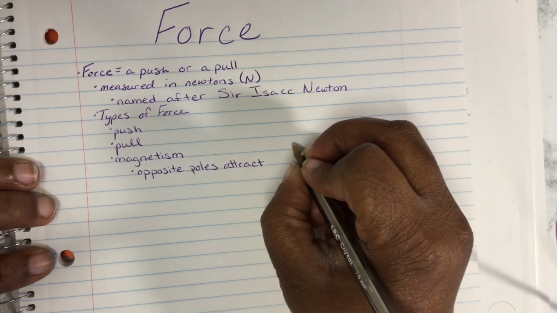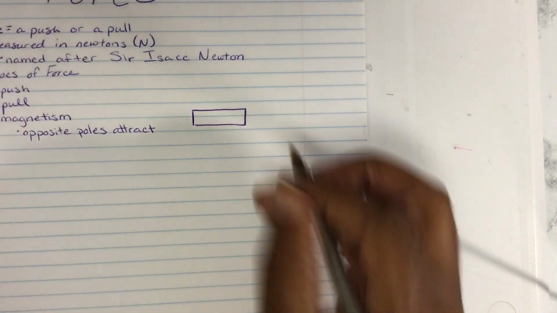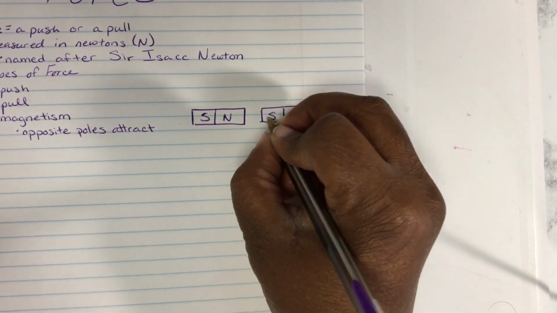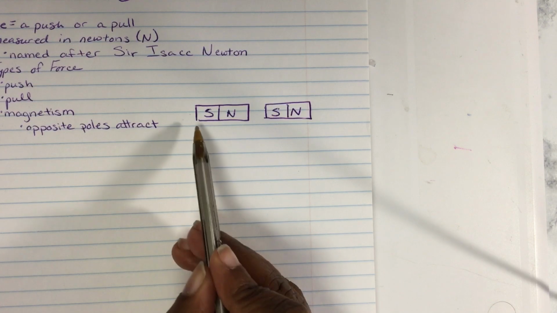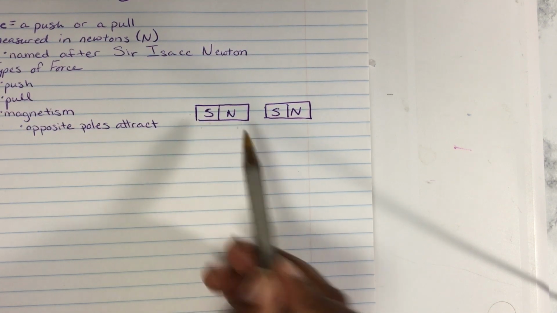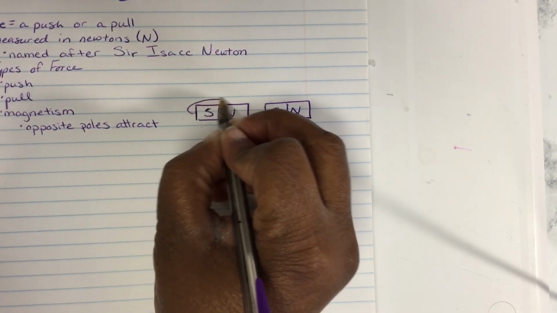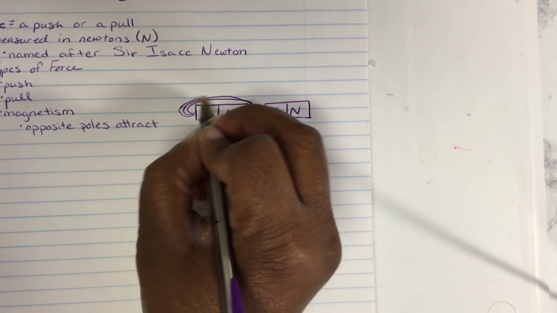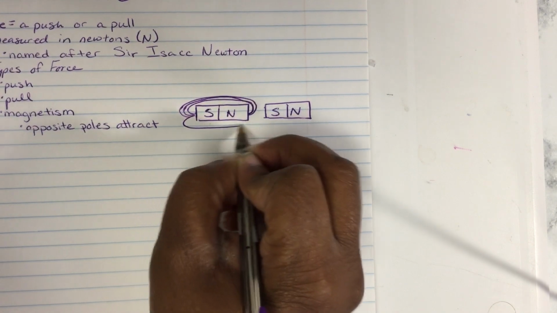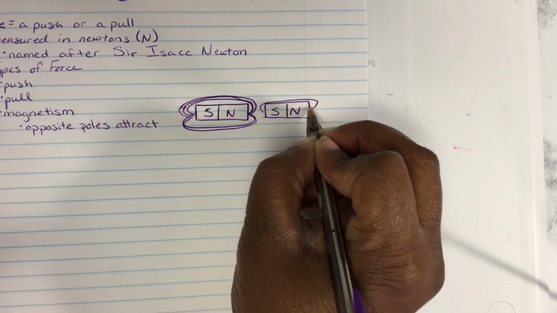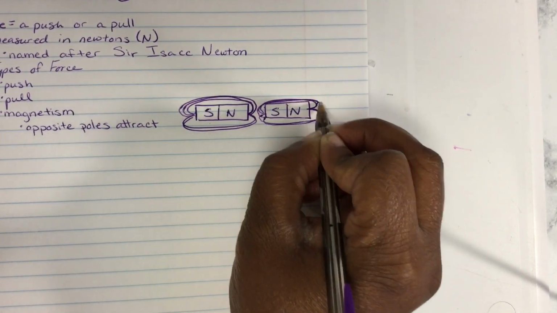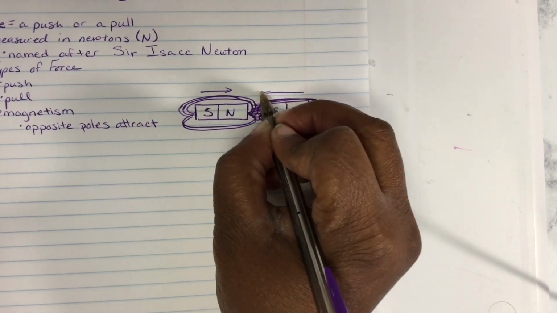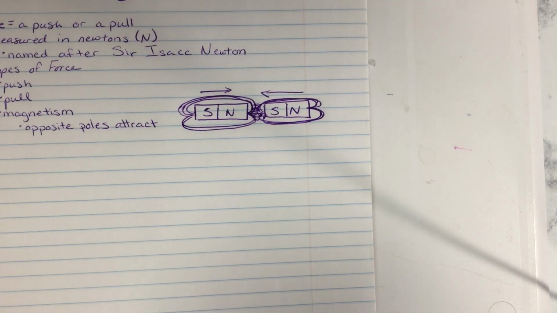For a quick picture, we're going to draw 2 magnets. We have our positive side and our negative side, south, north. And the magnetic field around them is going to start attracting these magnets to each other. This is an example of magnets pulling.